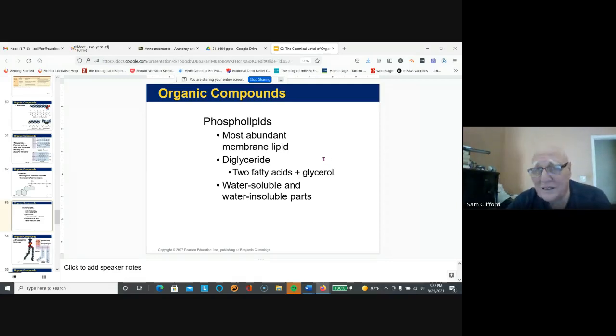Okay, two fatty acids. And my glass just fell off of my desk. Okay, I hope it's empty.